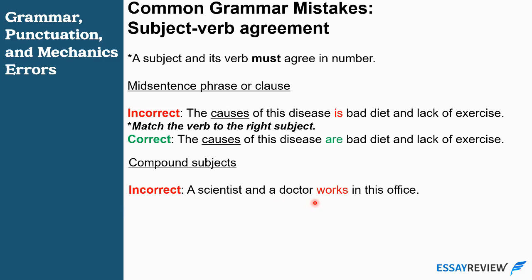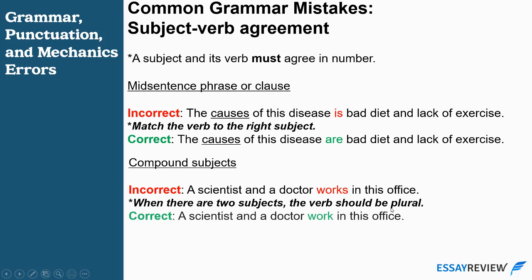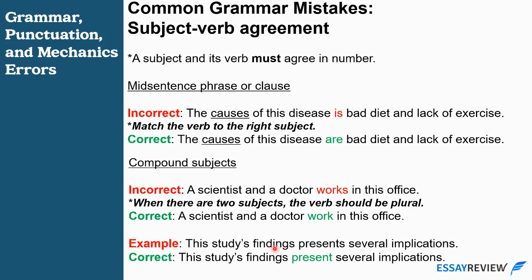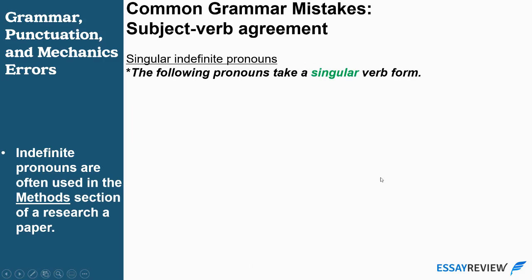Compound subject. "A scientist and a doctor works in this office." Work. Why do you use work? There's 2 people, but that's only true if you use a conjunction such as and, a coordinating conjunction. "The study's findings presents several implications." Present. Why? Because here, findings is the subject. Yeah, the study's findings is plural, present. Okay?